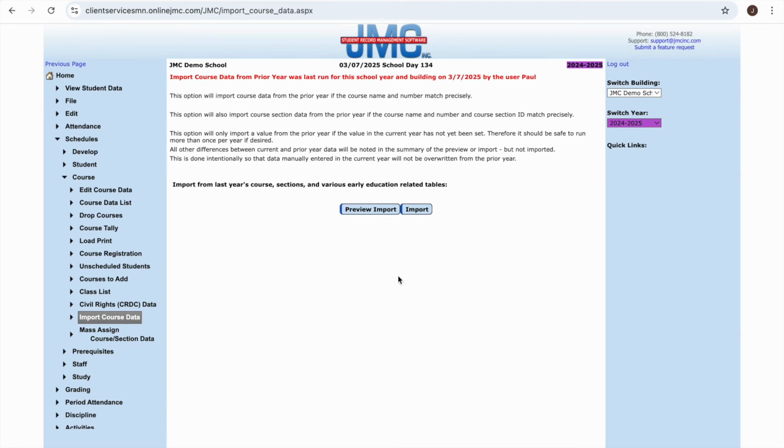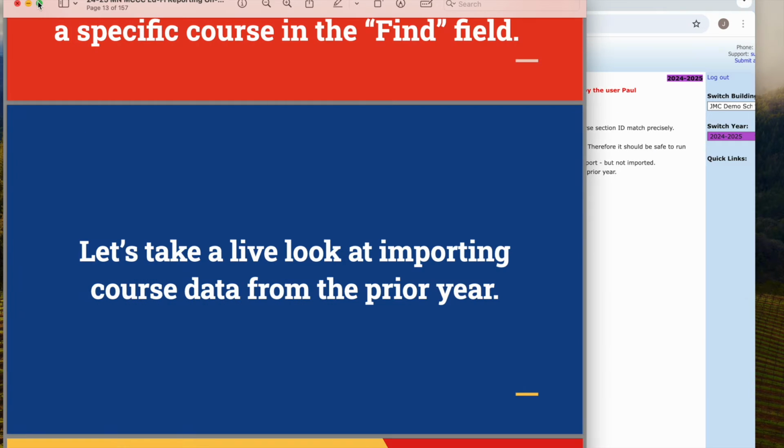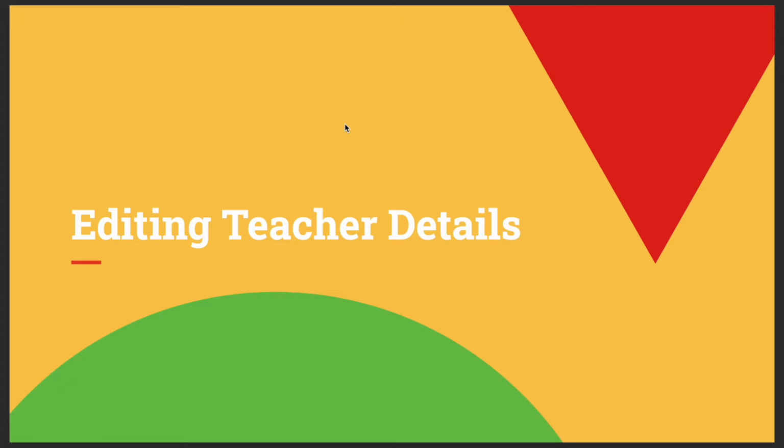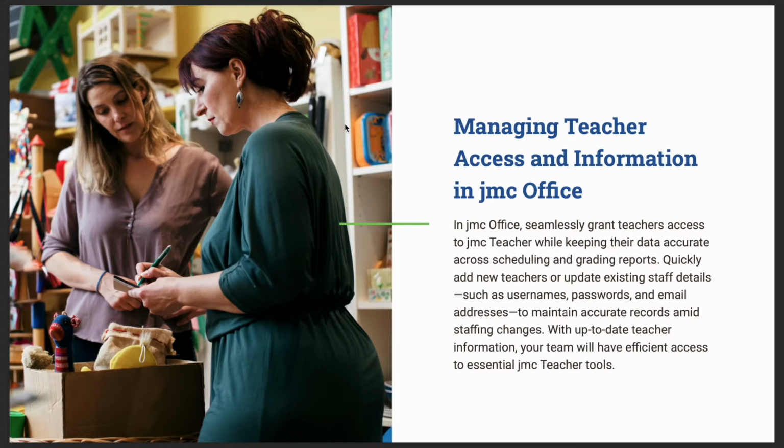So this function has to be done before you're going to be able to advance to any of the other submissions. It's a relatively harmless procedure, but it's going to set your current data up for the current year, exactly where you left off the last year. Just another way JMC sets you up for success. So now we can get into editing some of those specific details, like teacher details.